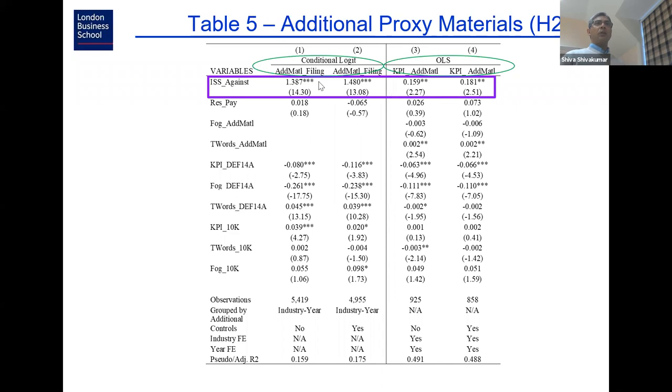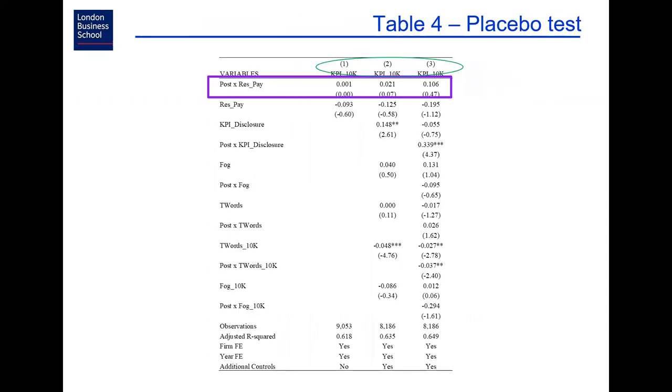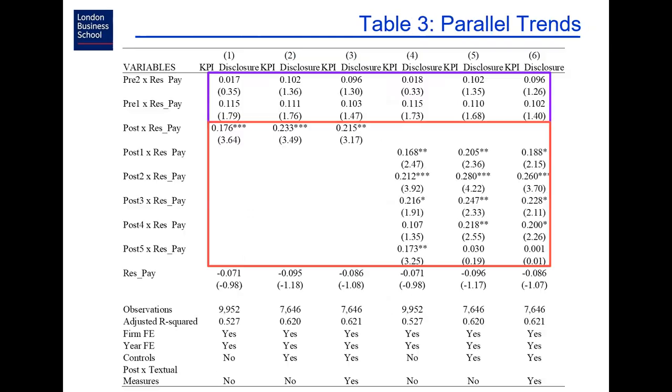We then test our hypothesis H2. I think you probably get this question before. I mean, 2011, there's so many things going on. For example, Dodd-Frank. How can you attribute that to the SOP effect?